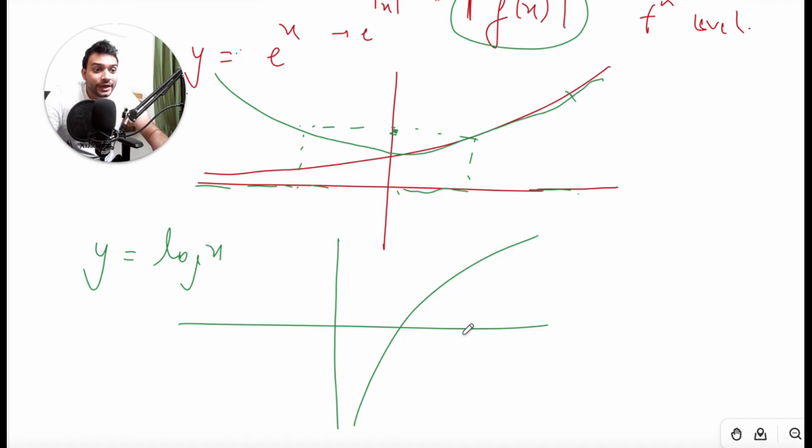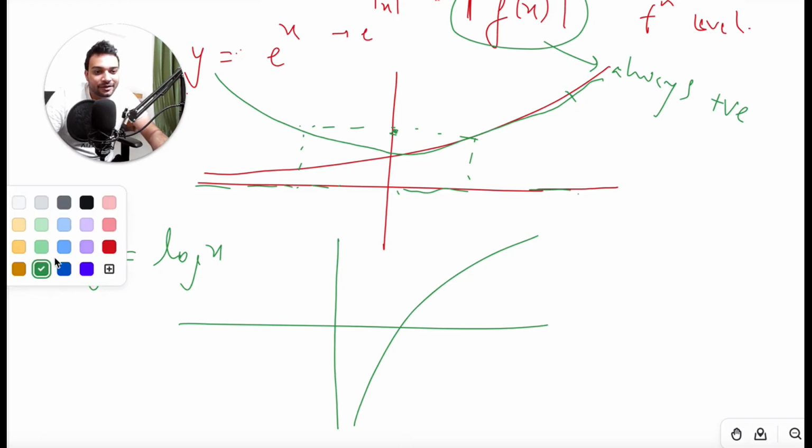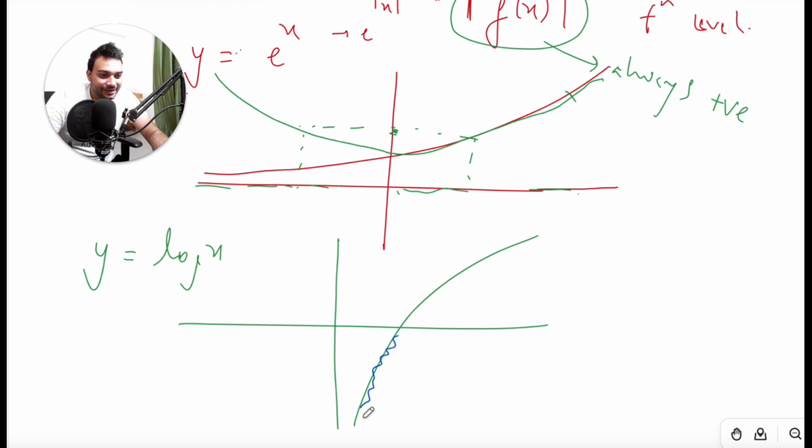Whenever you have mod of f of x, what does this mean? This means this value is going to be always positive. So whatever portion of the original graph is on the negative side, like this one here, take the mirror image of this portion over the x-axis. So it becomes like this. This is the graph of mod of log x now.